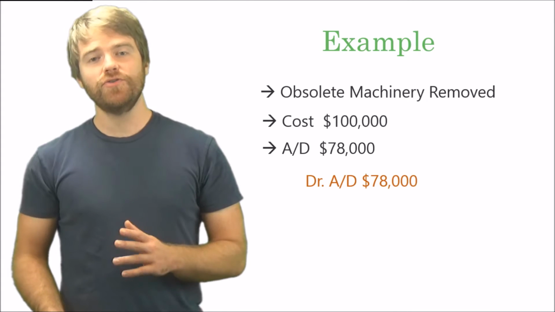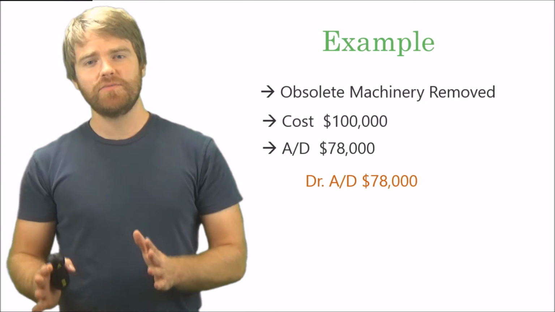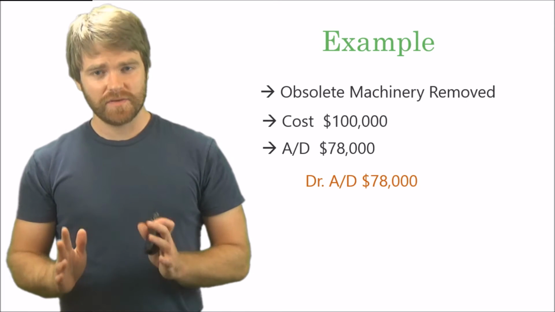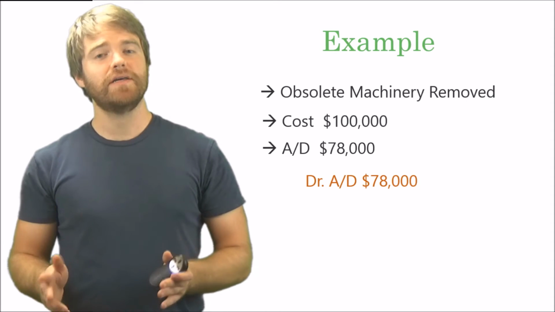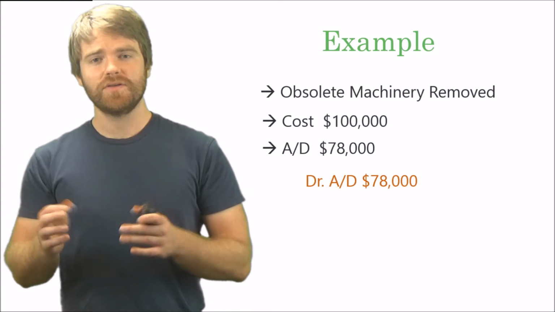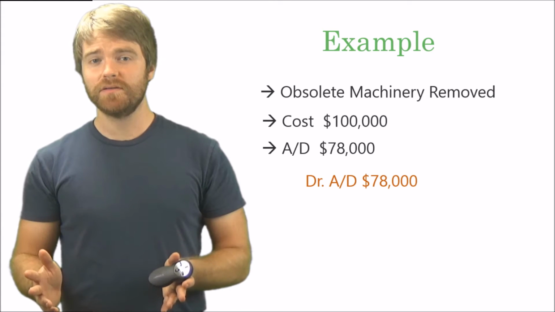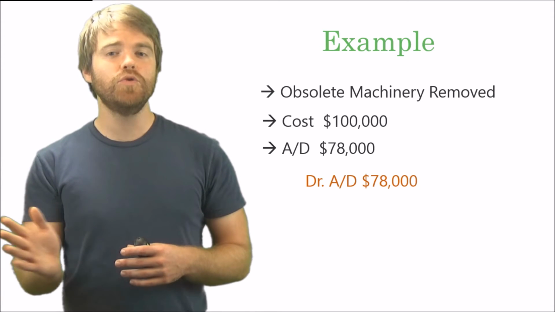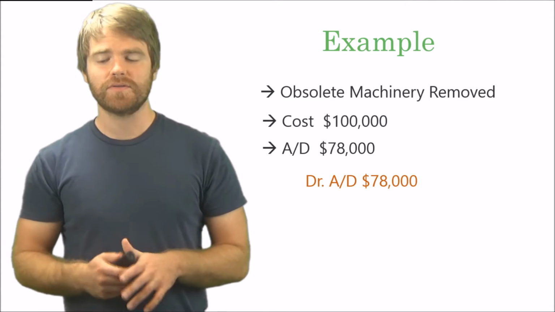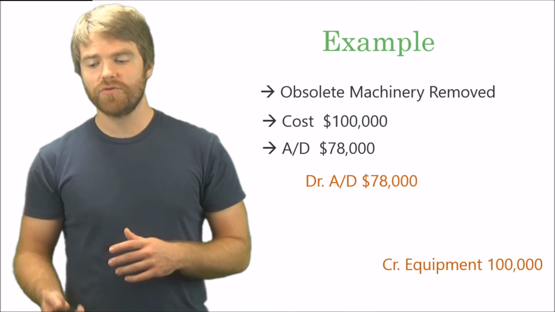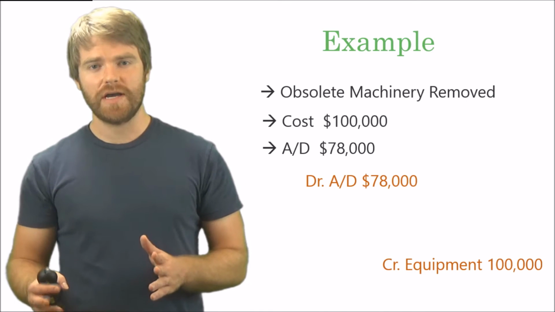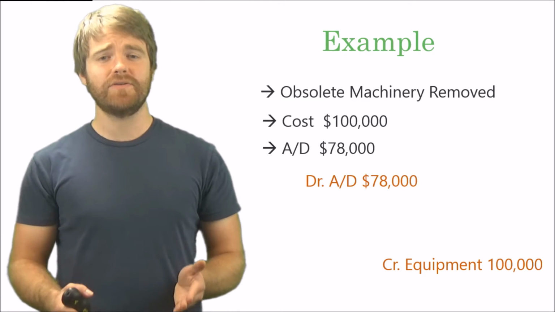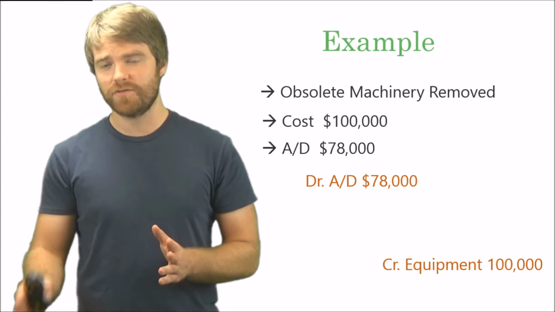Now what you're going to do, you're going to debit that accumulated depreciation. Why do you do that? Well, remember the natural balance of accumulated depreciation is a credit, when it goes up. So to get rid of it, you do the opposite. You go ahead and debit it to remove it from the books. You got to get it off the books. Then you would credit equipment for the 100 grand, for the original cost, to get it off the books. Because it's normally a debit, so to remove it, you have to credit it.